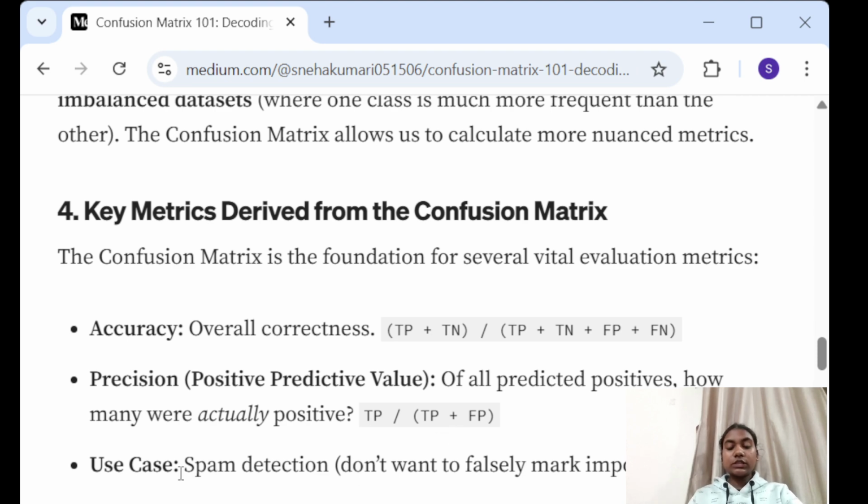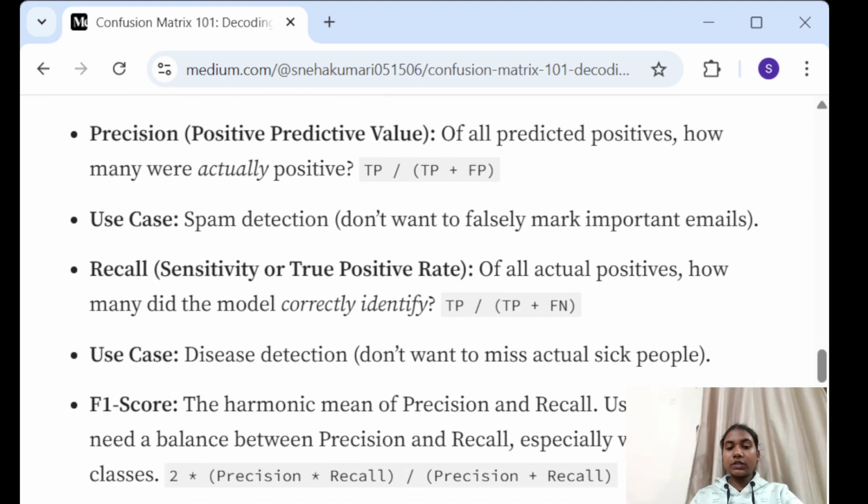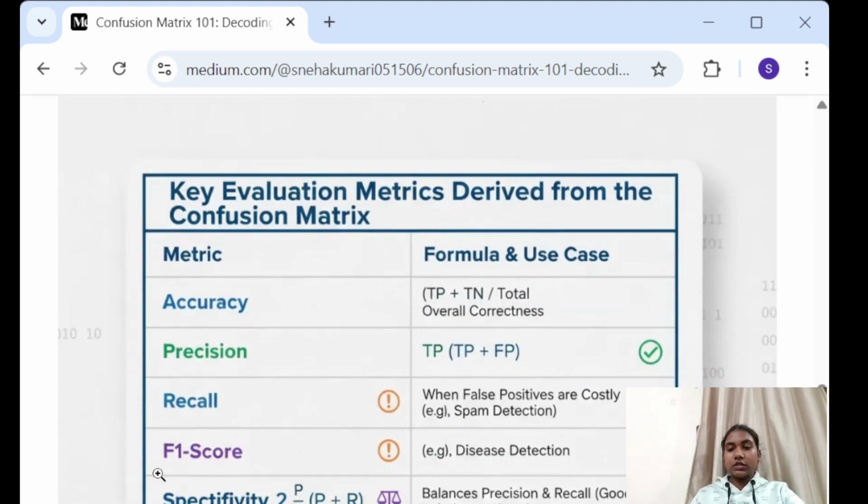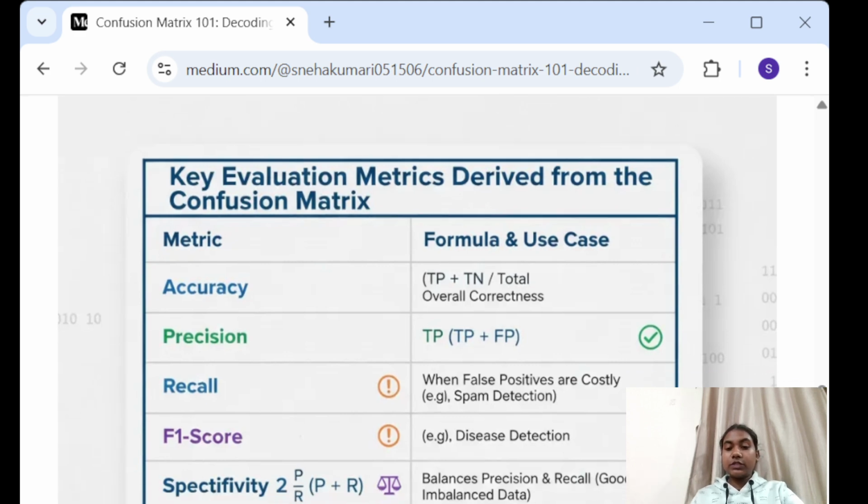The use of precision is for spam detection. And what is the formula of recall? These are the formula part; you have to learn these things. Recall is TP divided by TP plus FN. And F1 score, and specificity, which is the true negative rate. You can also see the formulas here: the formula of accuracy, precision, recall, F1 score, and specificity.